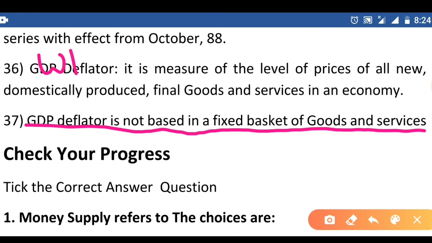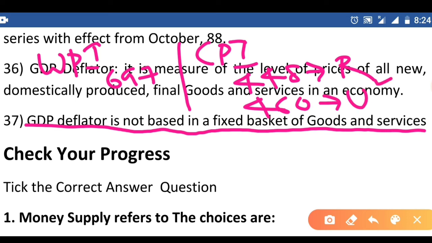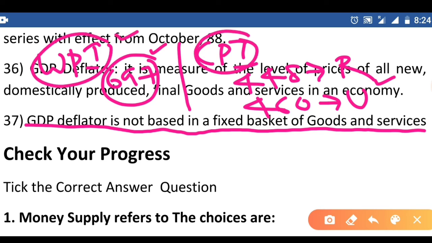In wholesale price index, we have 697 goods. In consumer price index, we have 448 goods and services in rural area, 460 goods and services in urban area. So here we have fixed goods and services in consumer price index and wholesale price index, but in GDP deflator there are no fixed items. Every item is calculated in GDP deflator.